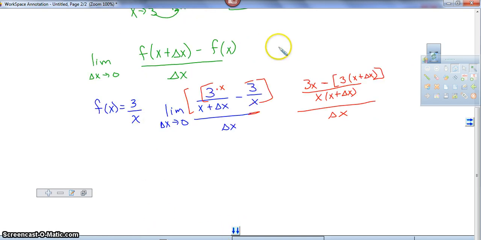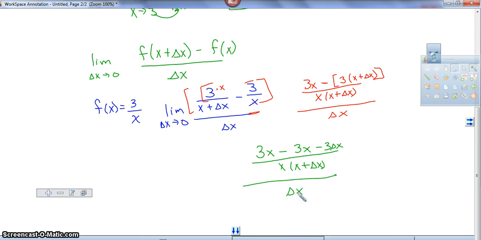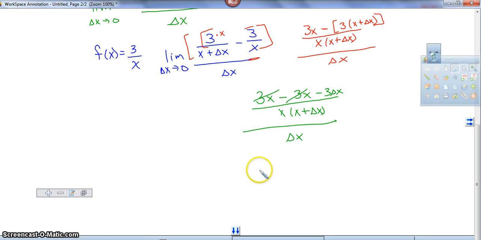All right, a little bit more algebra. 3x minus, if I simplify that, that's going to be minus 3x minus 3 delta x all over x times x plus delta x. And that whole thing is over delta x. Well, these cancel, and I end up with negative 3 delta x over x times x plus delta x all over delta x.